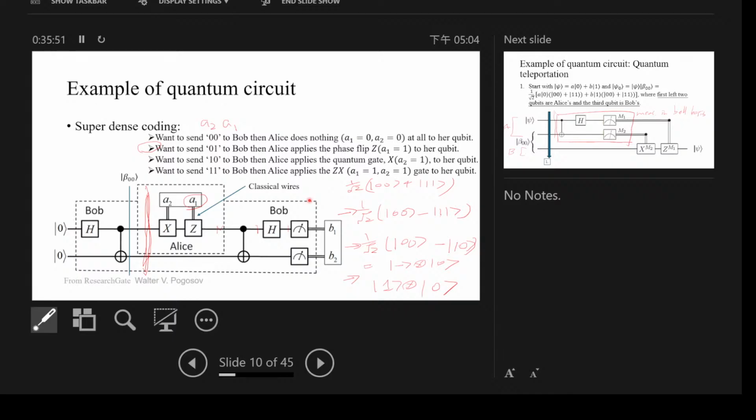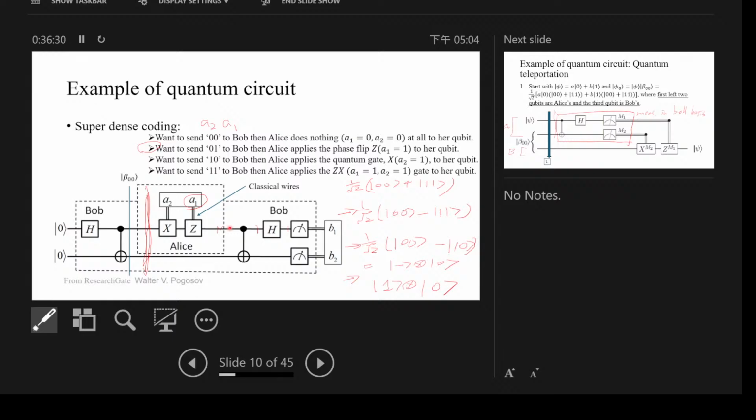Okay, and now we can see superdense coding a little better as a quantum circuit. Remember a little bit about what superdense coding is. It says that Alice wants to send 2 classical bits to Bob by sending 1 qubit and using entanglement. So the protocol of superdense coding works in this way. First, Alice and Bob need to create an entanglement.